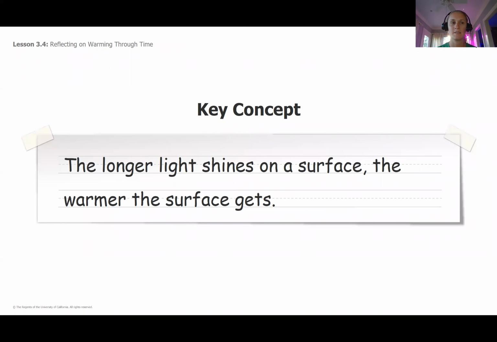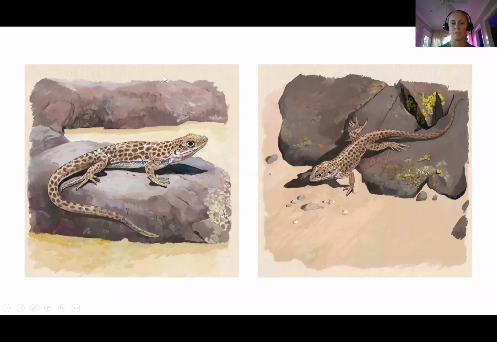So our key concept: the longer light shines on a surface, the warmer the surface gets. And we learned that from our observations.